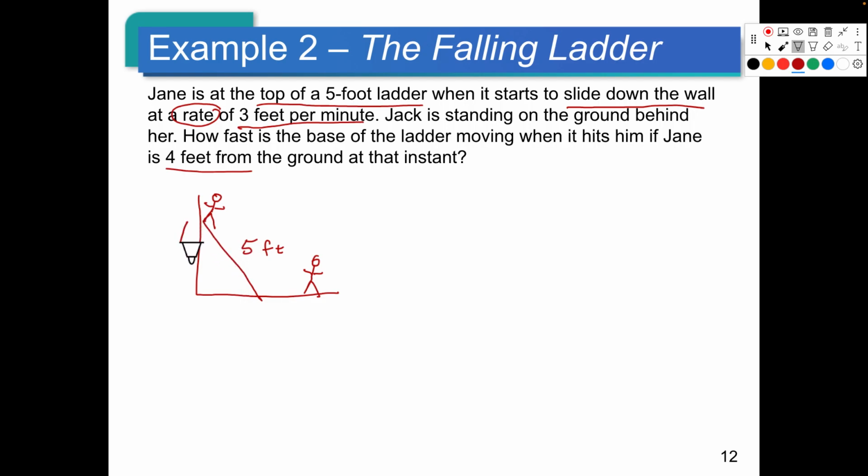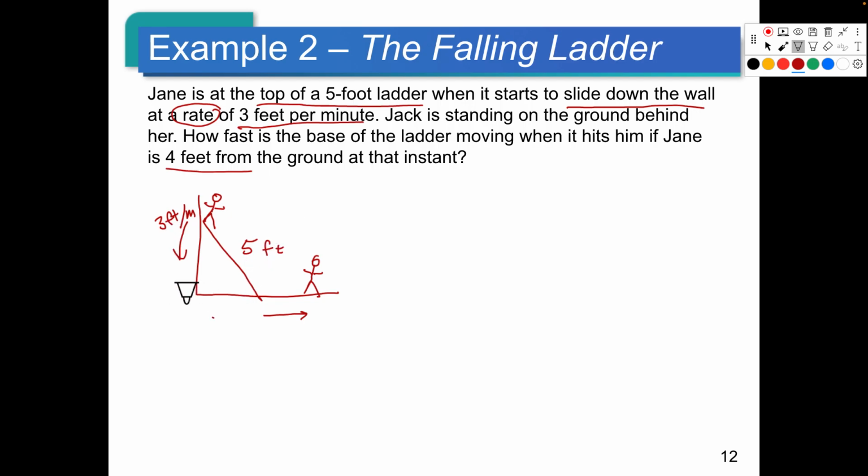What was happening is the ladder starts moving downwards, and it's got a rate of 3 feet per minute. So I'm going to label that. And what we want to know, the question is, how fast is the bottom of the ladder moving? And I'll put with this arrow at a particular time. So before we start plugging in things, though, we need a couple more variables. So what do we have?